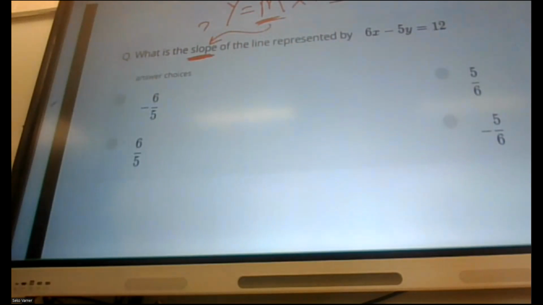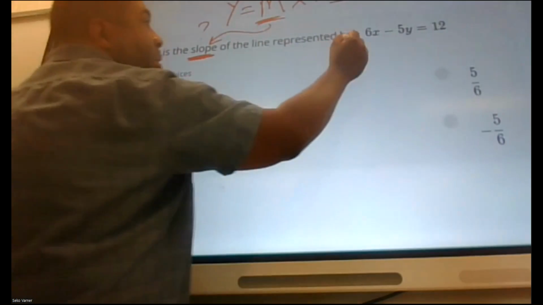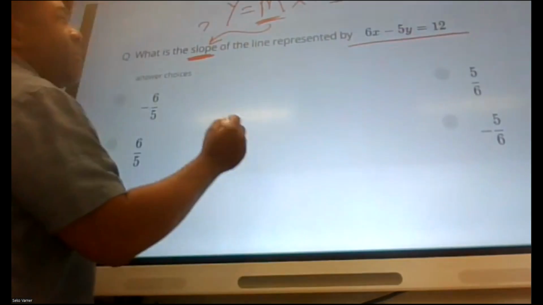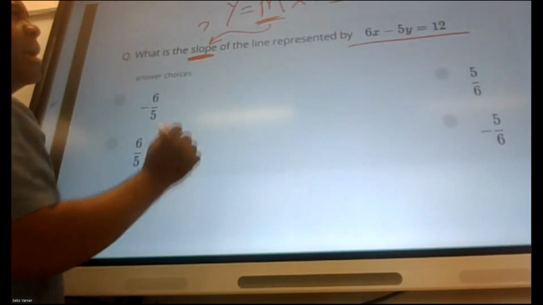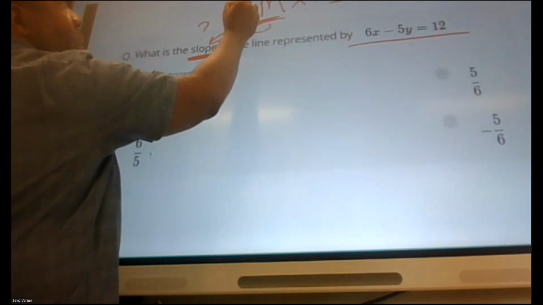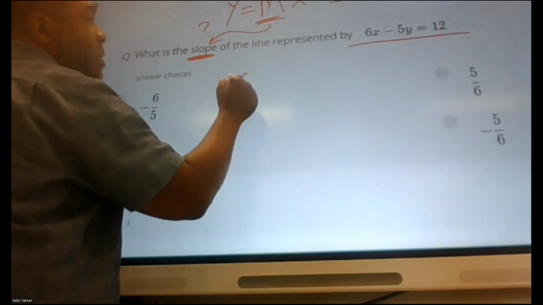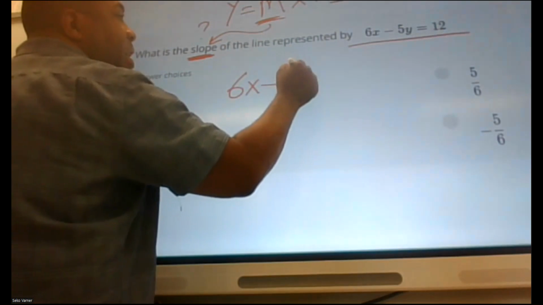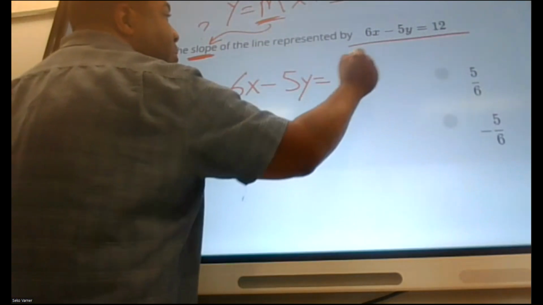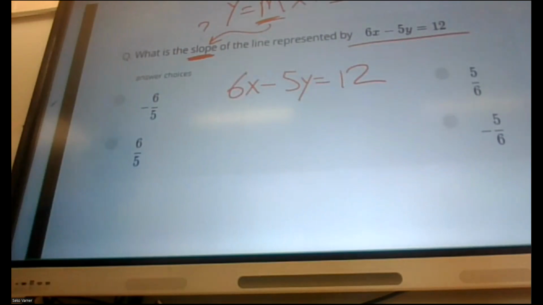Okay, so I need to get this into slope-intercept form, because when I saw slope of the line, I realized that it wanted y equals mx plus b. We call that slope-intercept form. So 6x minus 5y equals 12. And I like the way you handle it. I'm going to do it your way.